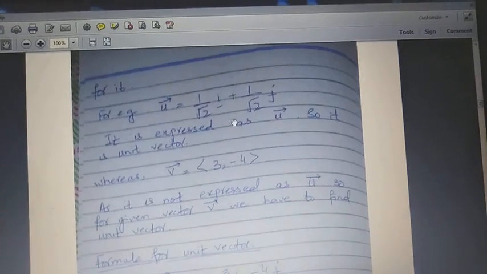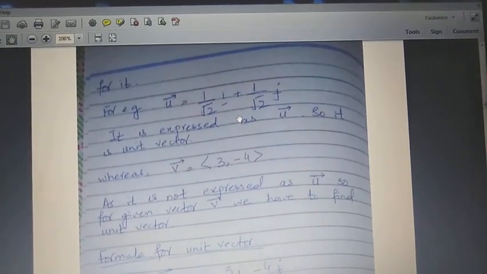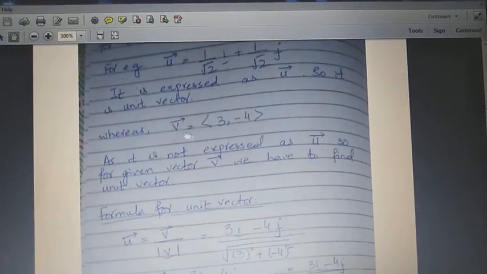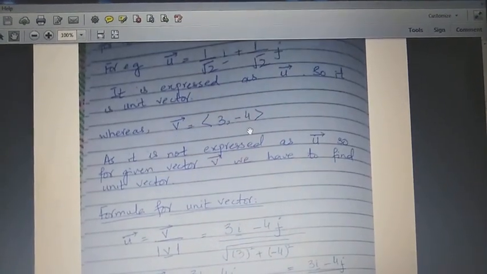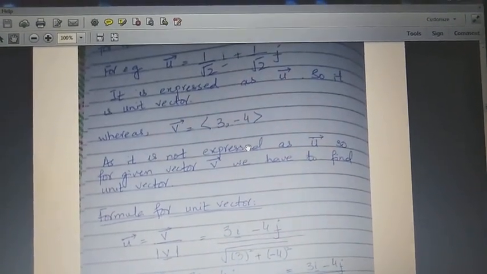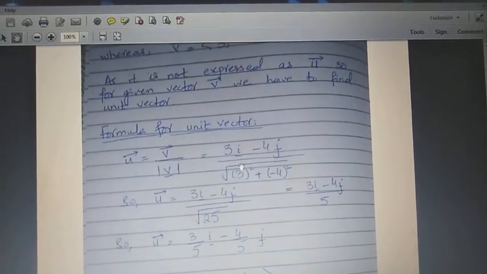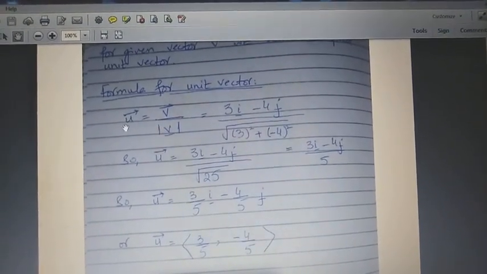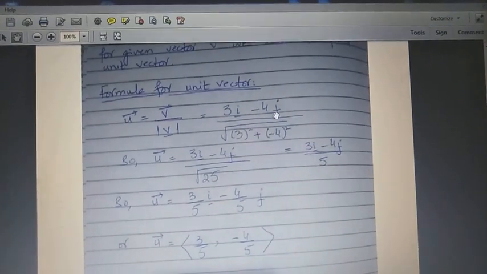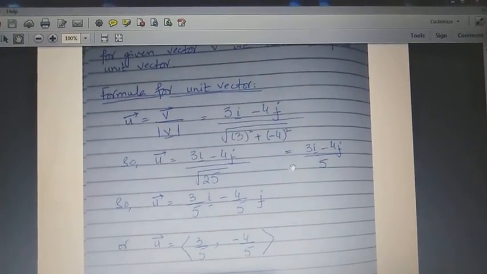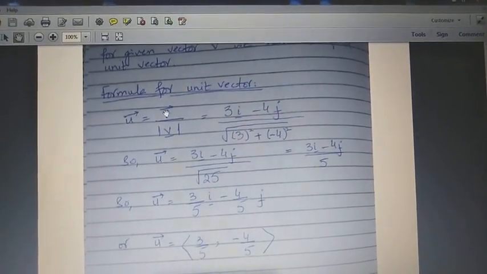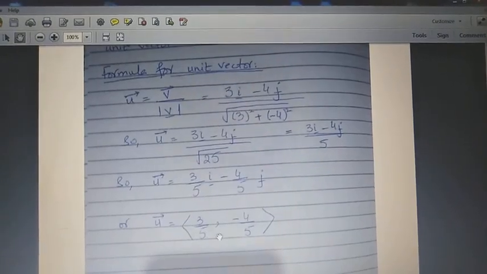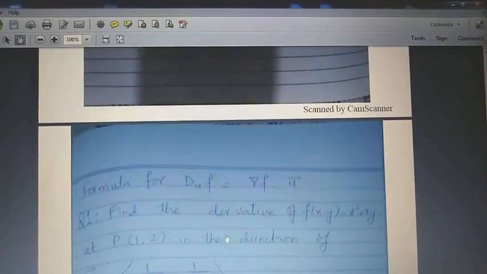For example, I have considered a vector u. So this means this vector is already a unit vector. You will not find its unit vector. But if a vector is given as v, 3 and minus 4, you have to find its unit vector first. So what is the formula for finding the unit vector? The vector divided by its magnitude gives you the unit vector. The vector is 3i minus 4j and its magnitude is square root of 25, which is 5. So the unit vector for vector v is 3 by 5 and minus 4 by 5.